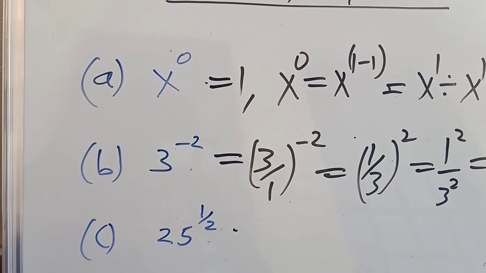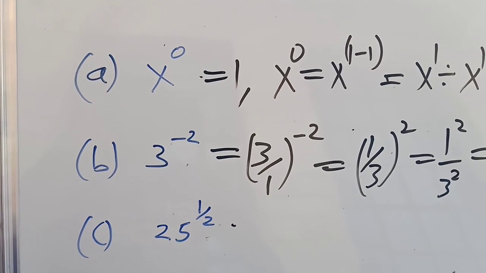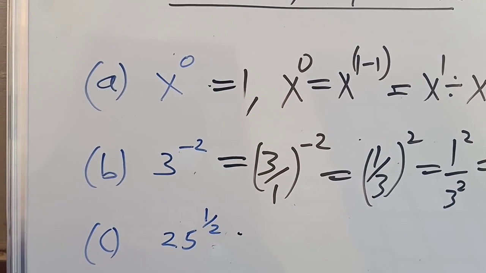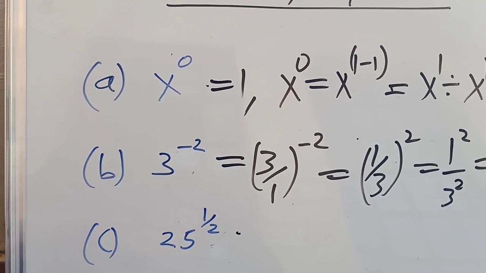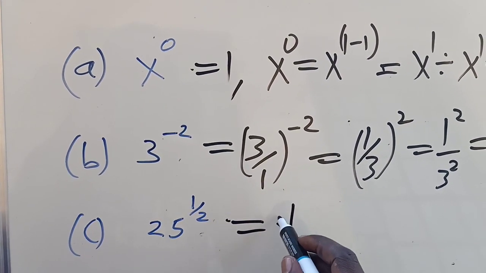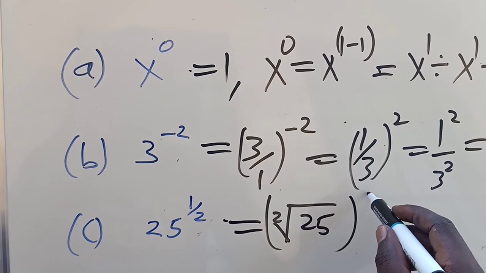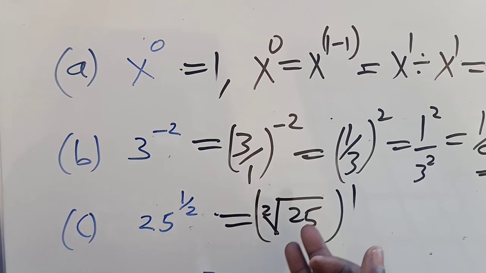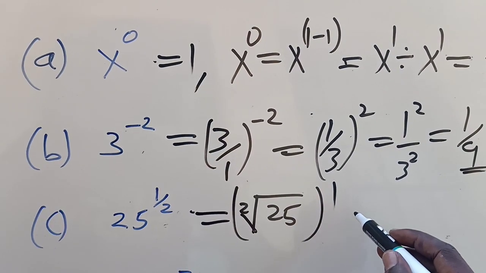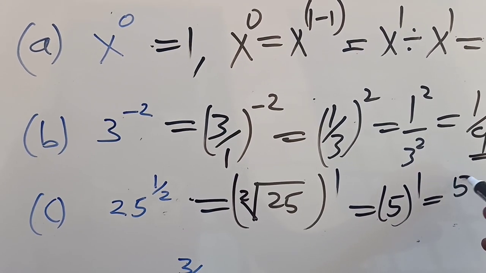When the power is a fraction, the denominator of that fraction becomes the root, and the numerator of that fraction becomes the power. So in this case, it's the same as the second root of 25, and then our power remains, which is 1. The second root of 25 is the same as the square root of 25, and the answer is 5. 5 to the power of 1 remains 5.